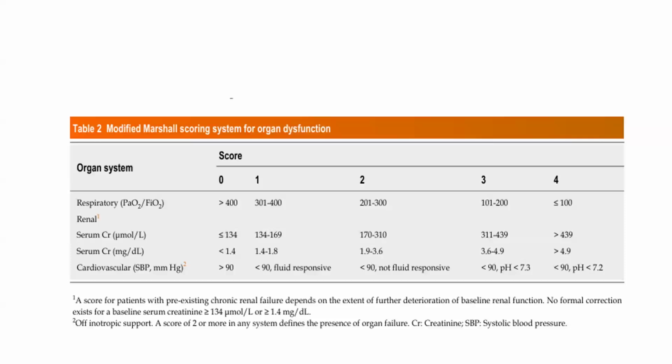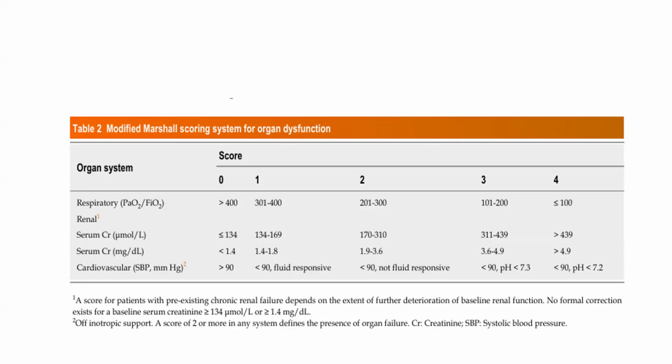So the first is respiratory. That is, we have to calculate the PF ratio. If it is more than 400, then 0 score. If it is between 300 to 400, 1 score. 2 score is given if it is between 200 to 300. 3 score is given if it is between 100 to 200. 4 points are given if it is less than 100.